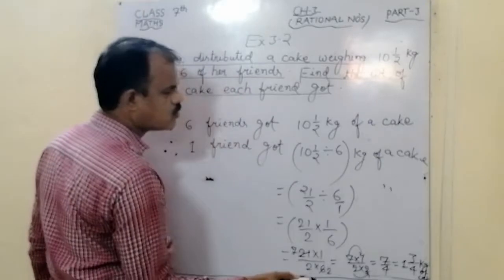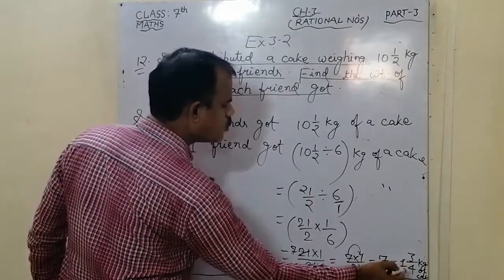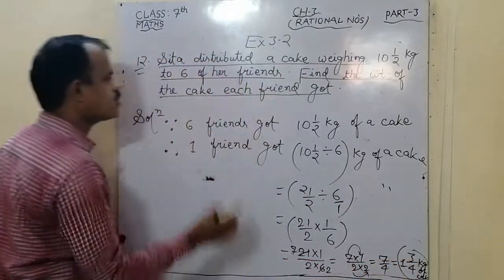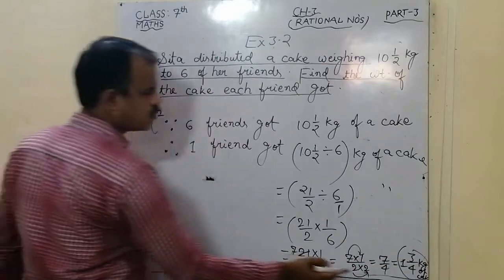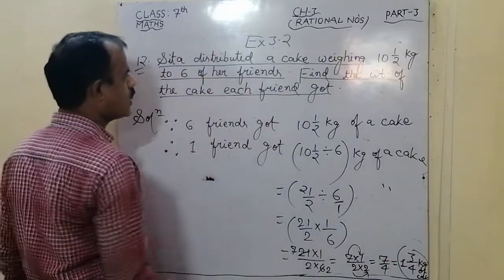We change it into mixed fraction. So it becomes 1 whole 3 by 4 kg of cake. So each friend got 1 whole 3 by 4 kg of cake. This is the final answer.